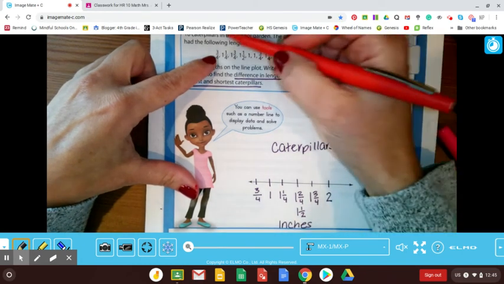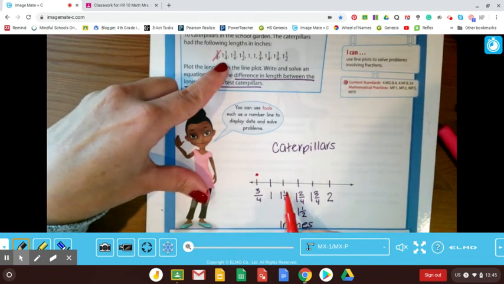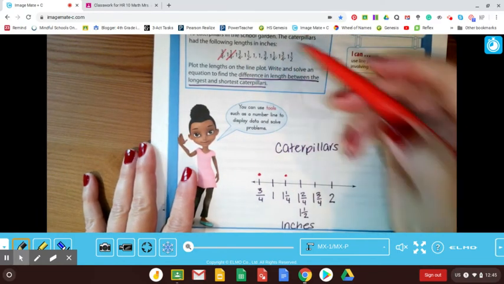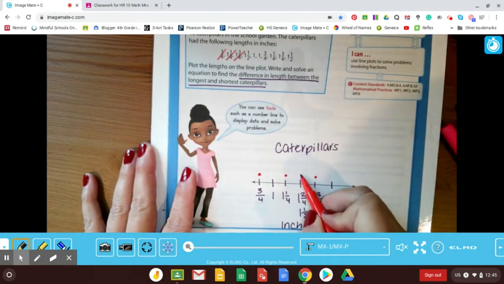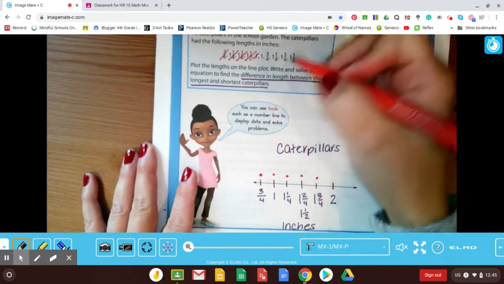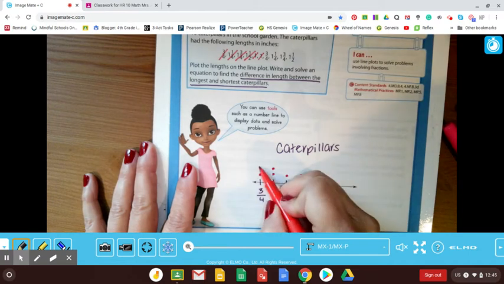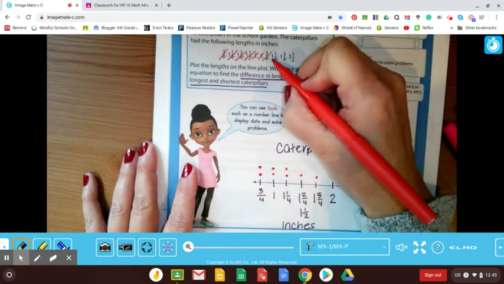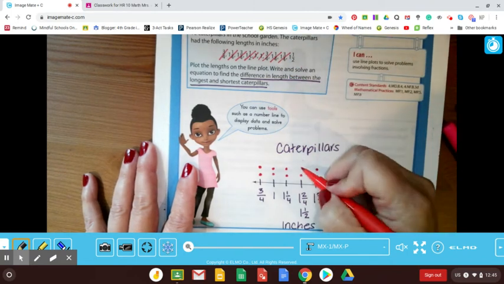So I have 3/4, so I'm going to cross it out and make a dot. Okay, 1 1/4 is right here. Cross it out, make a dot. 1 3/4 would be here. Cross that out. 1 1/2 would be here. 1 is here. Another 1 would be there. 3/4, which is here. 1 1/4. 1 3/4. And then 1 1/2. Oh, look at that.